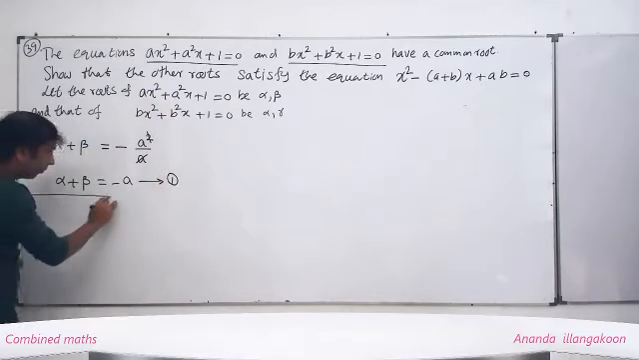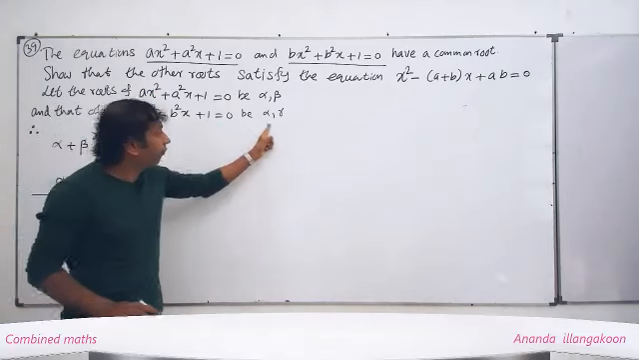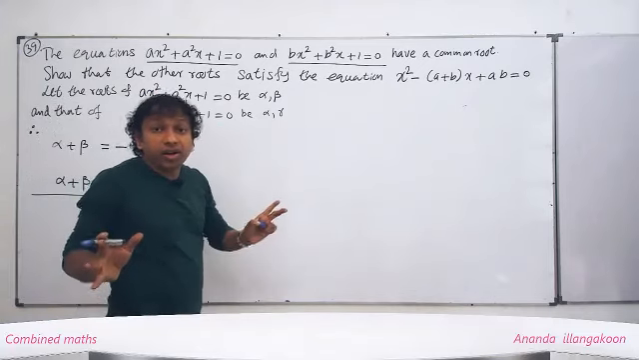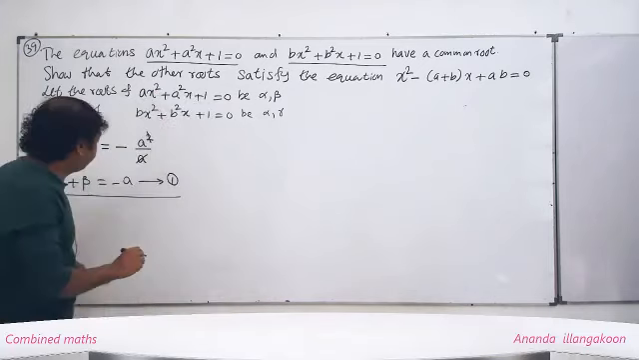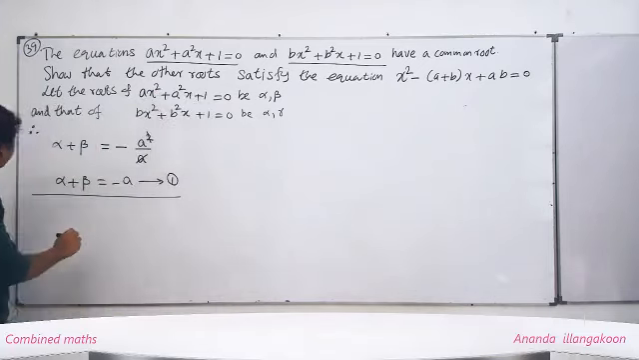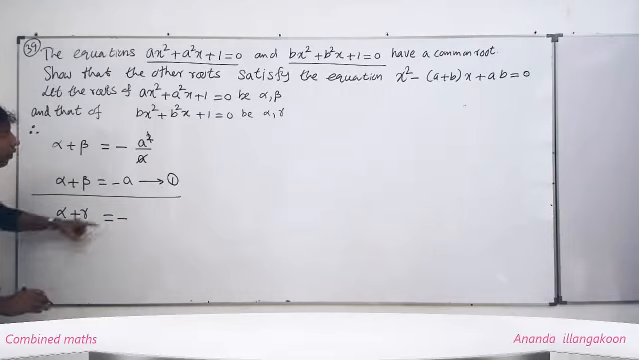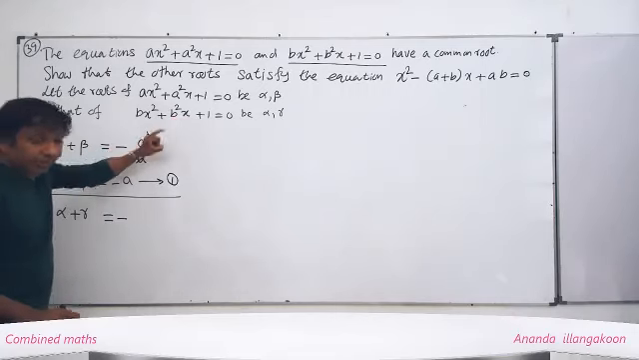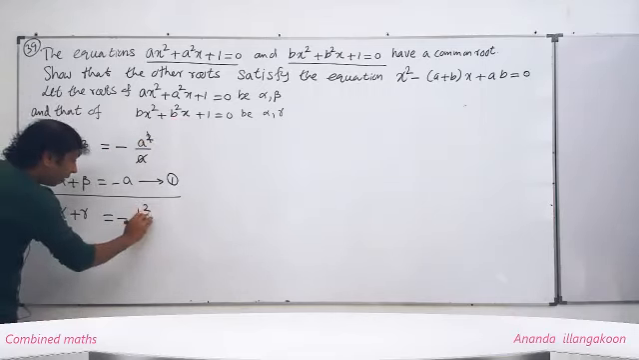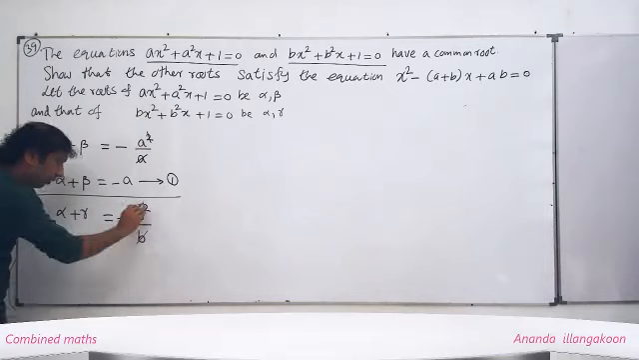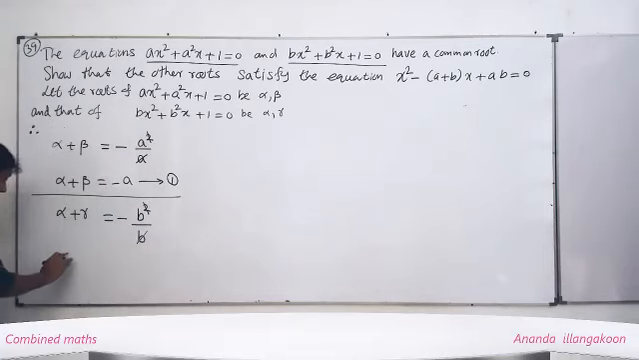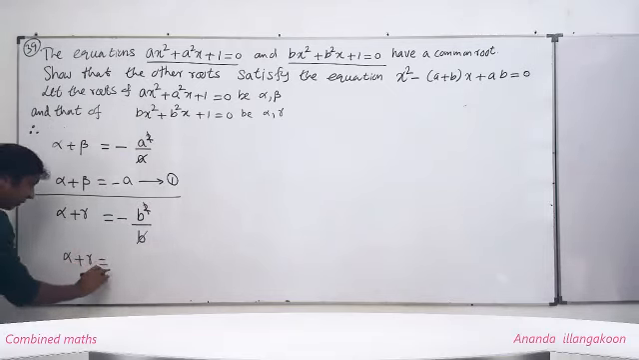Secondly, we can write this one. Roots alpha and gamma. Sum of the roots you can write alpha plus gamma, equals minus x coefficient b squared divided by x squared coefficient b. People, we can cancel down this and this. Then we get alpha plus gamma equals minus b. Number two, people.